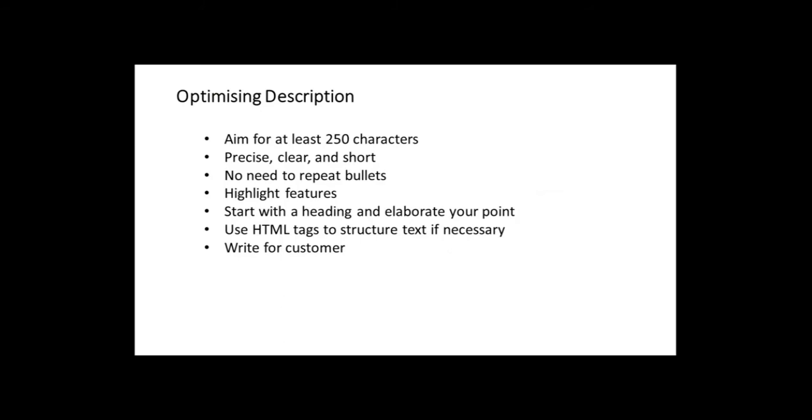The listing description is another opportunity to give a customer more information about a product. If they've got to the listing description, it's quite far down the page, and so they're probably very interested in this product. So it's important to have a well-written, concise and clear description. You should aim for at least 250 characters, but don't make it too long.